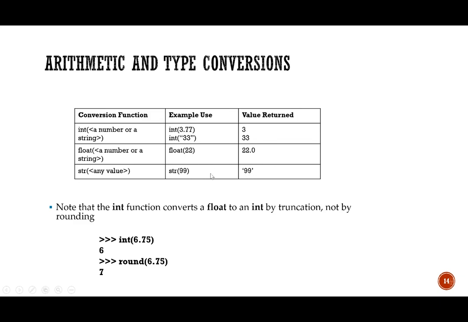And str makes anything a string, so you will see single quotation marks. If you want to multiply 2 numbers, then they should be either integer or float. You cannot multiply 2 strings. Instead, you can join them using the plus sign. Note that the int function converts a float to an int by truncation, not by rounding. What does it mean? If you apply int to 6.75, the result would be 6. It drops the digits after the decimal point. But if you apply round, then it rounds up. Round 6.75 is equal to 7. This is a note.